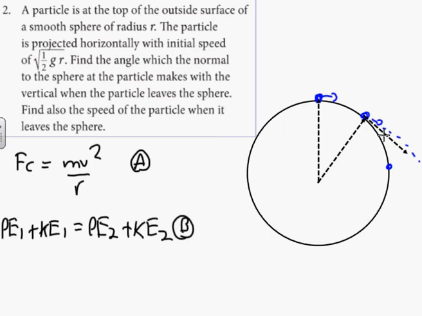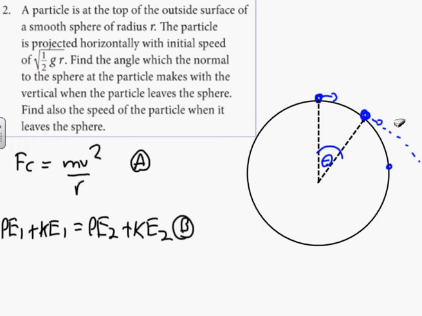Sorry, but we're not looking for that angle. We want to find the angle which the normal to the sphere at the particle makes with the vertical. So this is the normal to the sphere right here. What I want you to find out is theta. That's what that language means there, okay? What is theta?